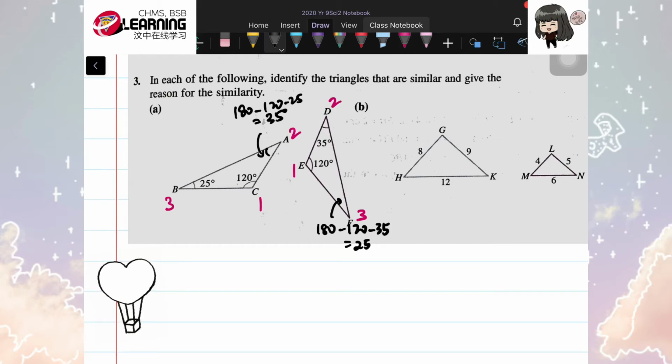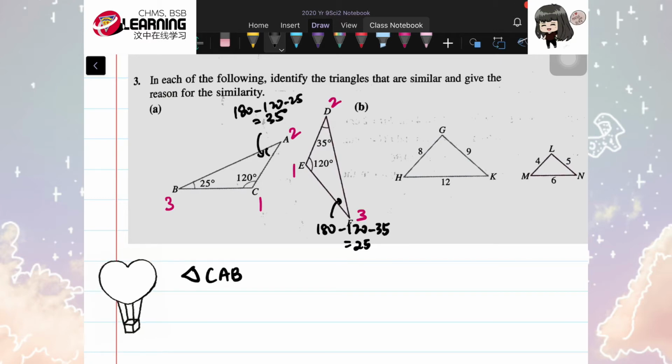Okay, so we can say that these three angles are corresponding angles. These three pairs of corresponding angles are equal, so they are actually similar. So we can use angle, angle, angle as the reason. So the triangle, I would make it 1, 2, 3: C A B. If you write 3, 2, 1, BAC also can. So the other triangle you have to write also in the order 3, 2, 1.